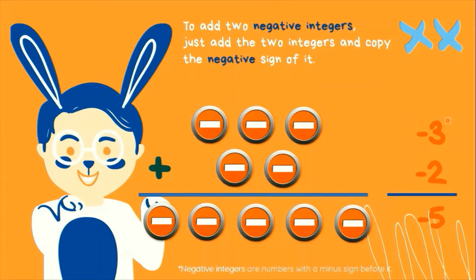Applying the rules, i-add muna natin sila together. 3 plus 2 is 5. And then, we need to copy their common sign, which is negative. Kaya, ang ating sum ay negative 5.